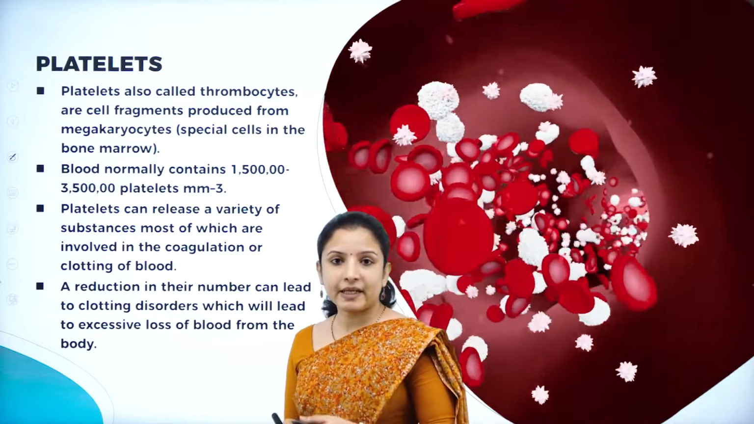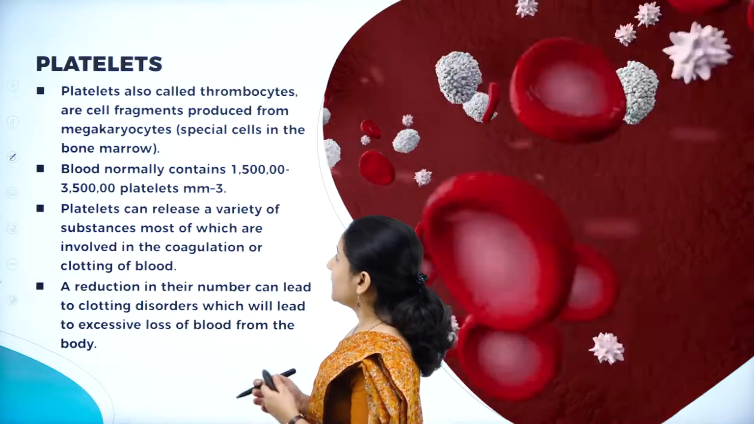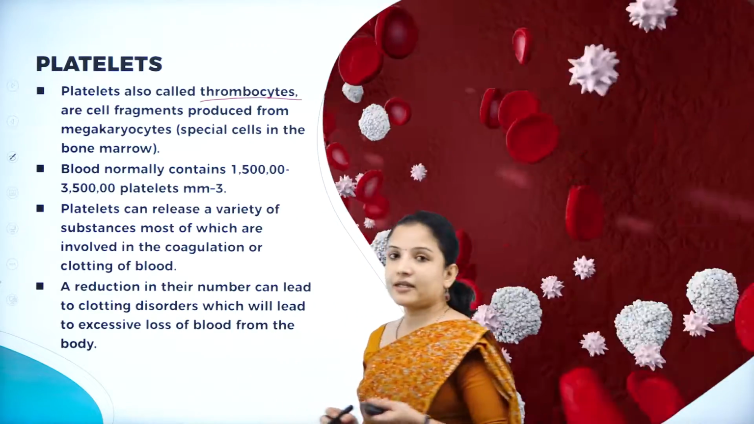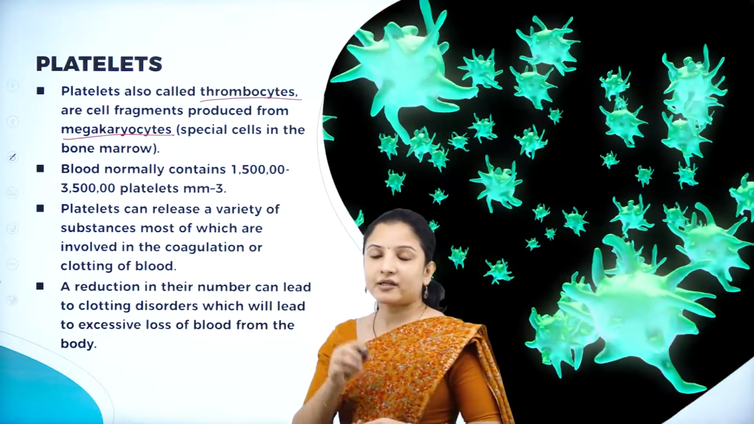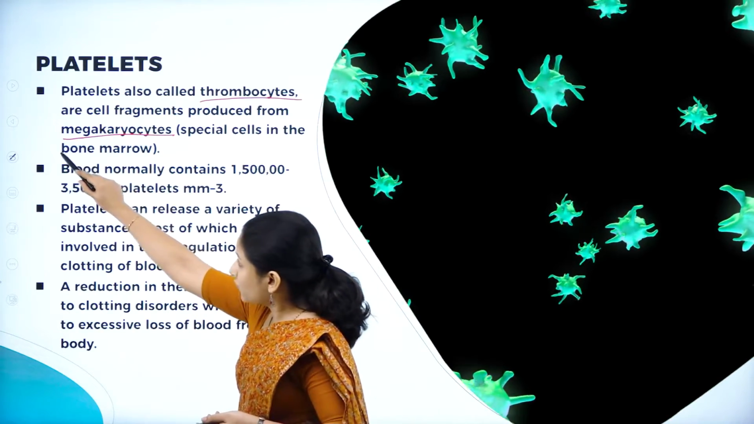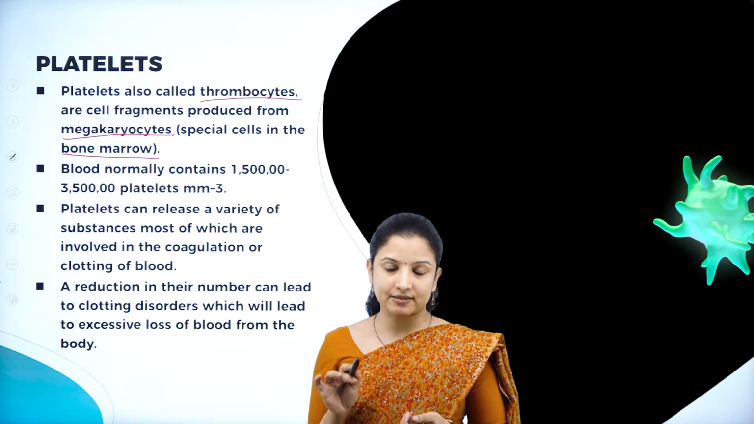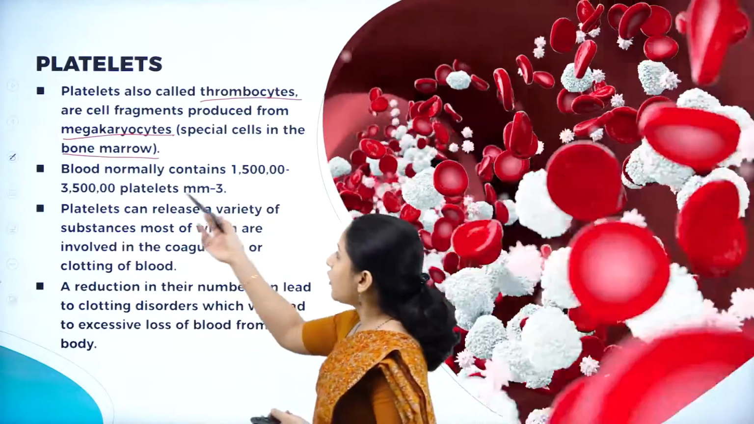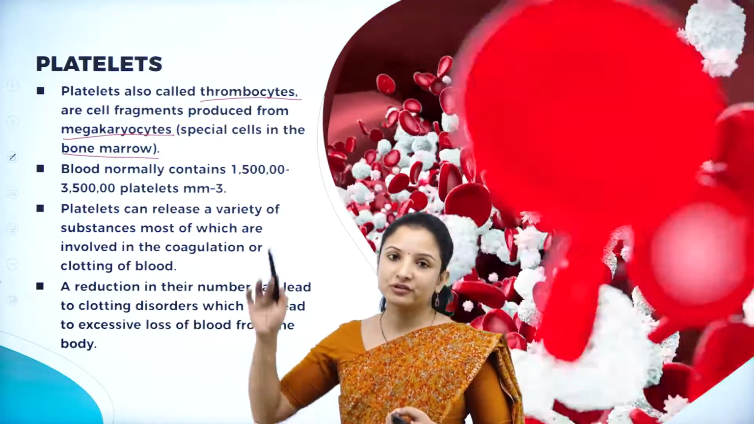Next, talking about platelets. Platelets is also a formed element that is present in the blood, right? Platelets have one more name. They are also called thrombocytes, and they are the cell fragments produced from megakaryocytes. Megakaryocytes are special structures present in the bone marrow. Of course, bone marrow also helps in the production of a good amount of red blood cells. Apart from that, in the bone marrow, there are special structures called megakaryocytes, and their function is to produce these platelets.